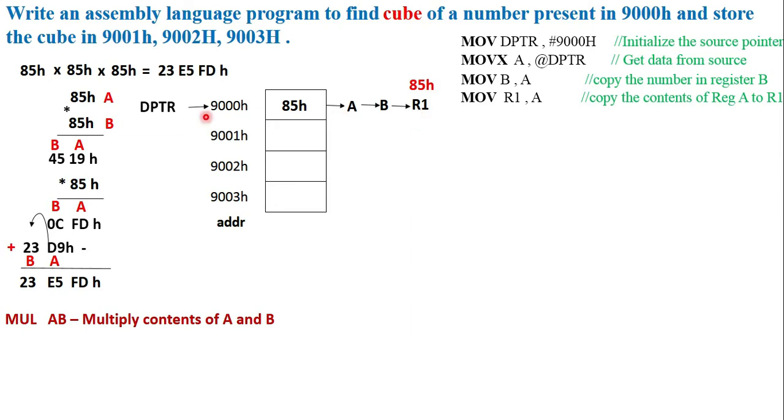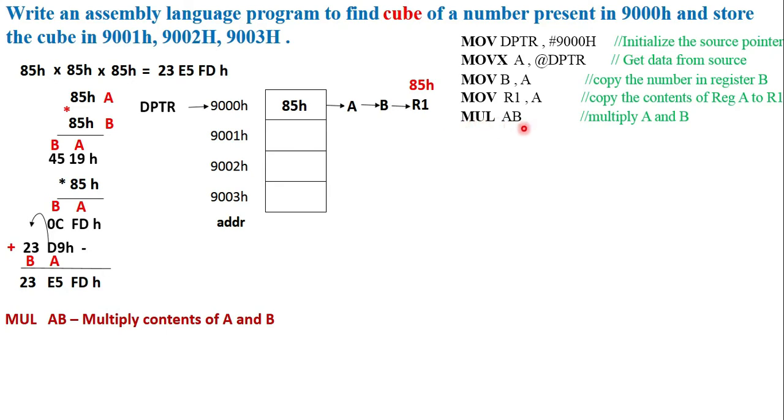So now the two contents, the A and B operands, are ready. What is the next task to be performed? We need to just perform a multiplication operation. And which is the instruction which performs that? MUL AB. So we now write MUL AB, multiply the contents of A and B.